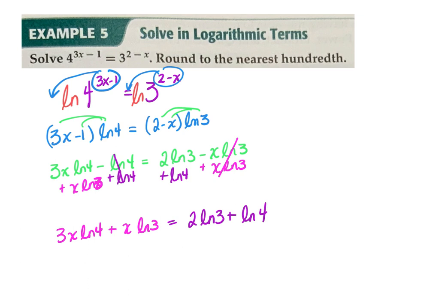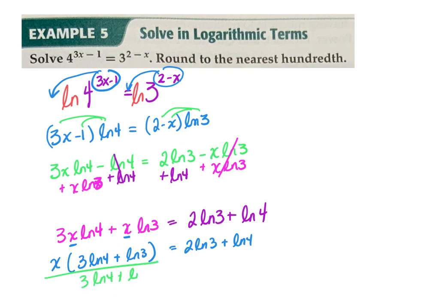And now I can factor. I have an x in both of these. So I have an x here and an x here. I can factor it out. So I can take the x out, and I have 3 ln of 4 plus ln of 3, right? I just took the x out, equals 2 ln of 3 plus ln of 4. Now I can divide by this whole group, and I'll have x by itself.